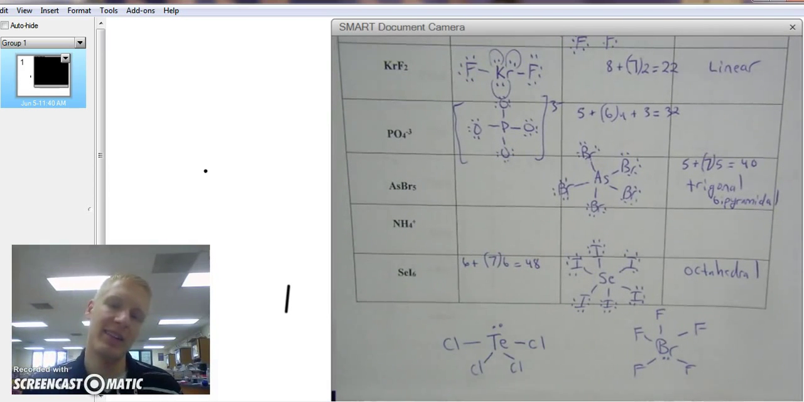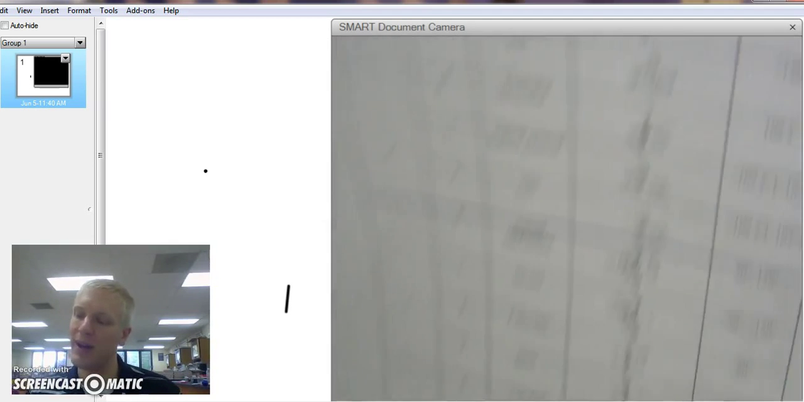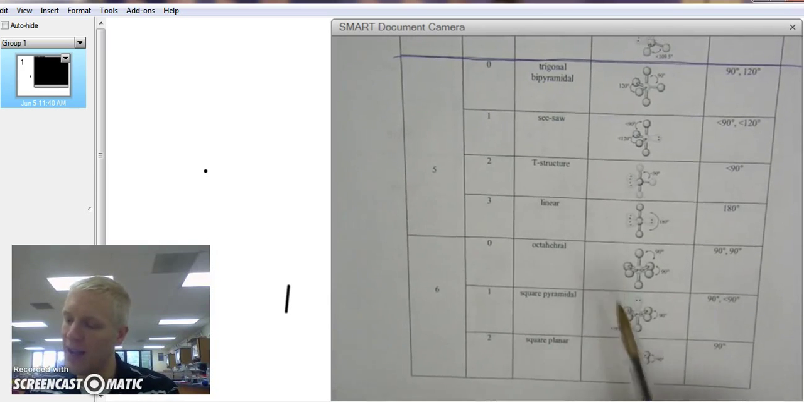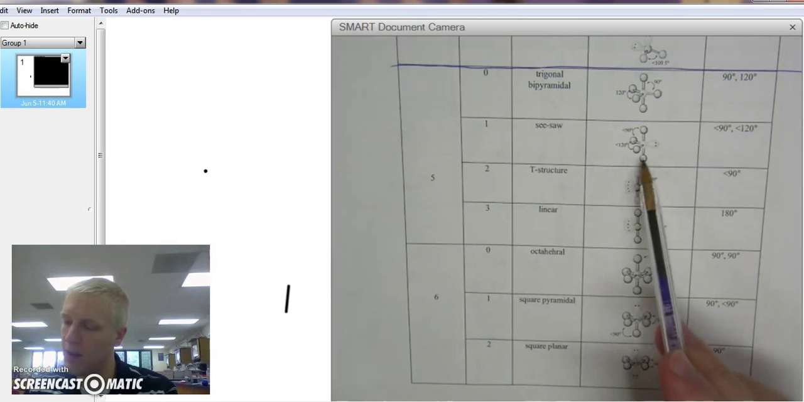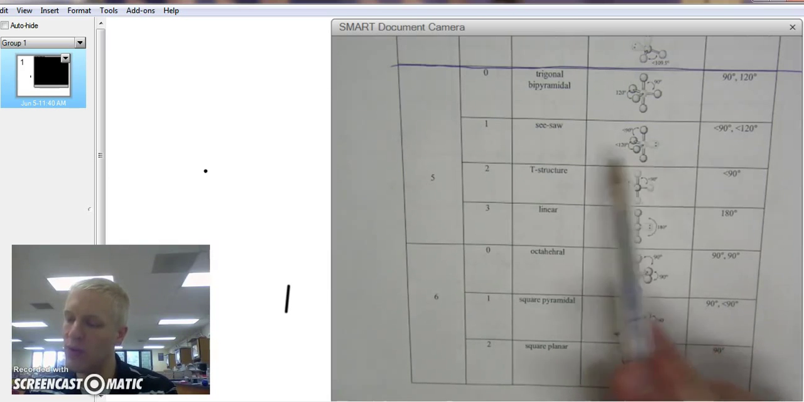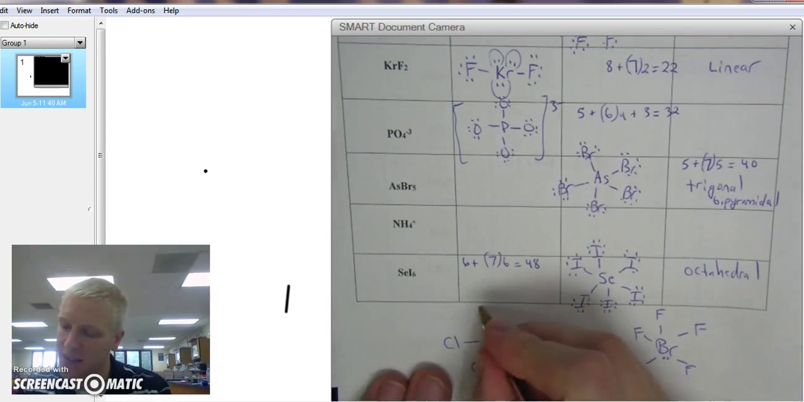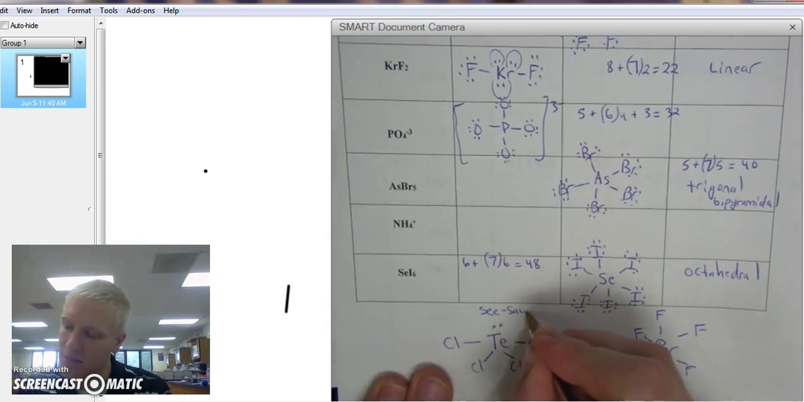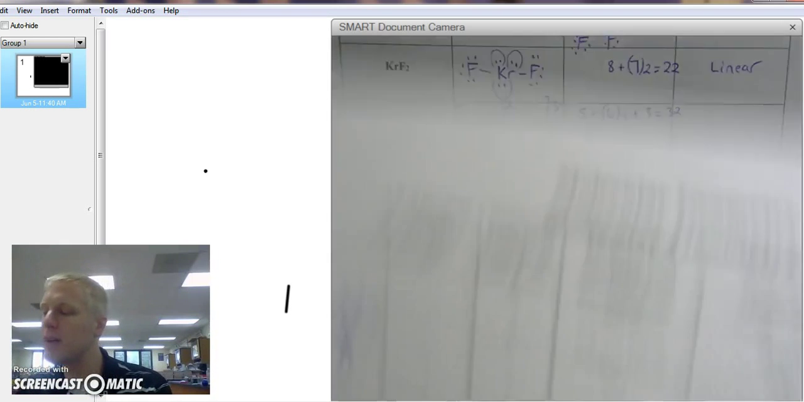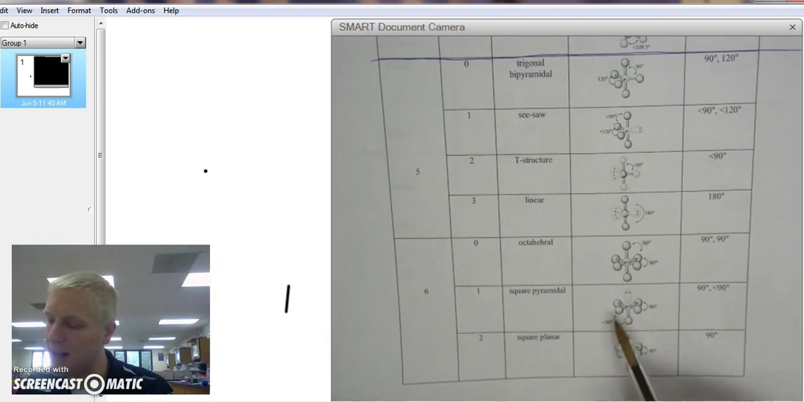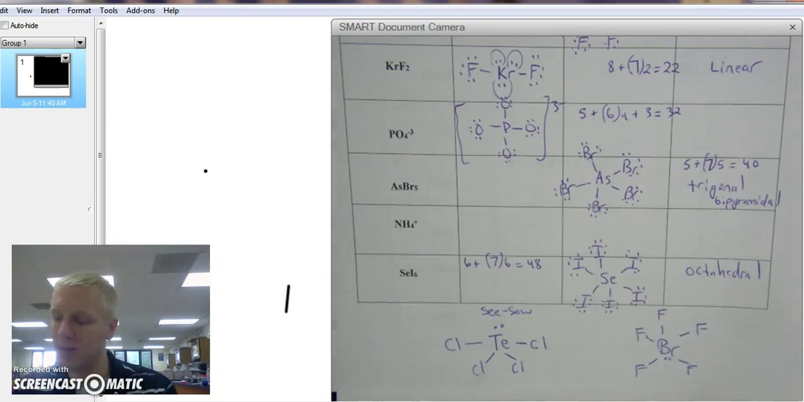Alright, the last two examples are going to be this guy and this guy. This guy has 4 outer atoms and 1 lone pair. This one is seesaw. And this one has 5 outer atoms and 1 lone pair. That's square pyramidal.